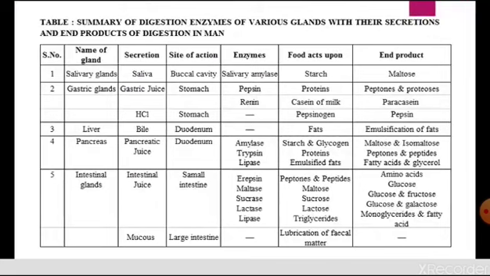Here in this table, you can see the summary of digestive enzymes of various glands with the secretions and end products.